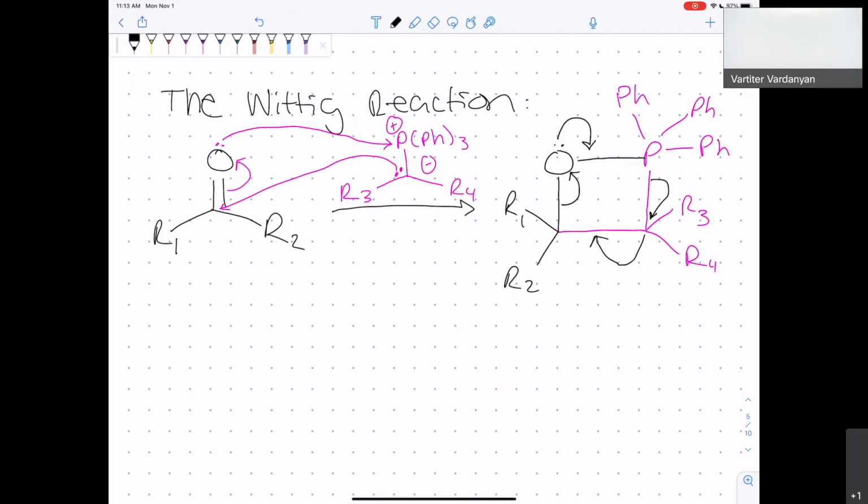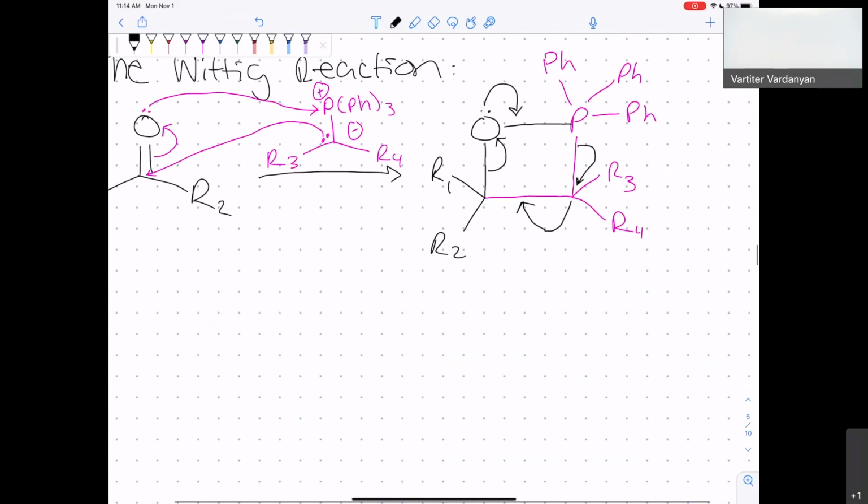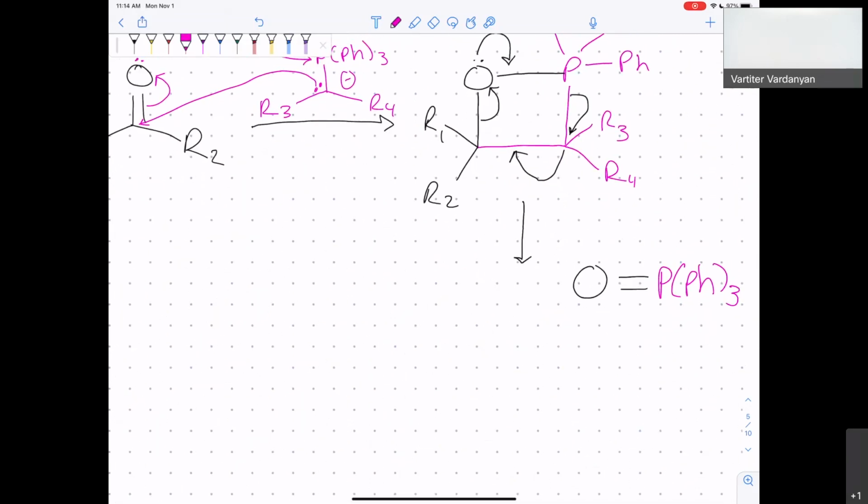So we're essentially breaking apart the box. And I'm just going to do it underneath. So on one side, or one of the products, we get O double bonded to PPh3. And the other product, which is the more important product, is R1 and R2, double bonded to R3 and R4.